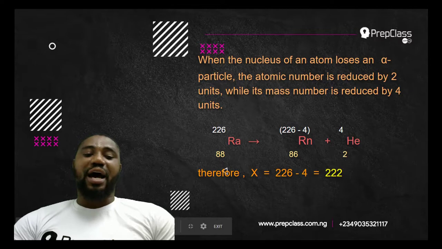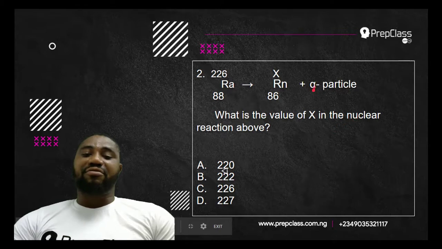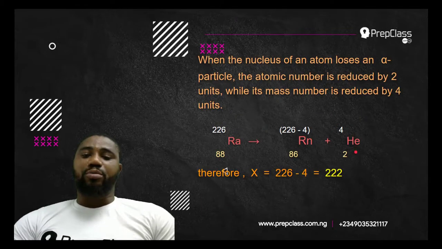You must take note that each alpha particle is a helium nucleus. You can see here, this alpha is a helium nucleus. So helium is atomic mass 4, atomic number 2. So when 226 loses 4 units of atomic mass, it becomes 226 minus 4. Of course, this 88 will lose 2, becoming 86. So helium 4, 2. This equation must be the same. So therefore, X becomes what? 226 minus 4, and that's 222.